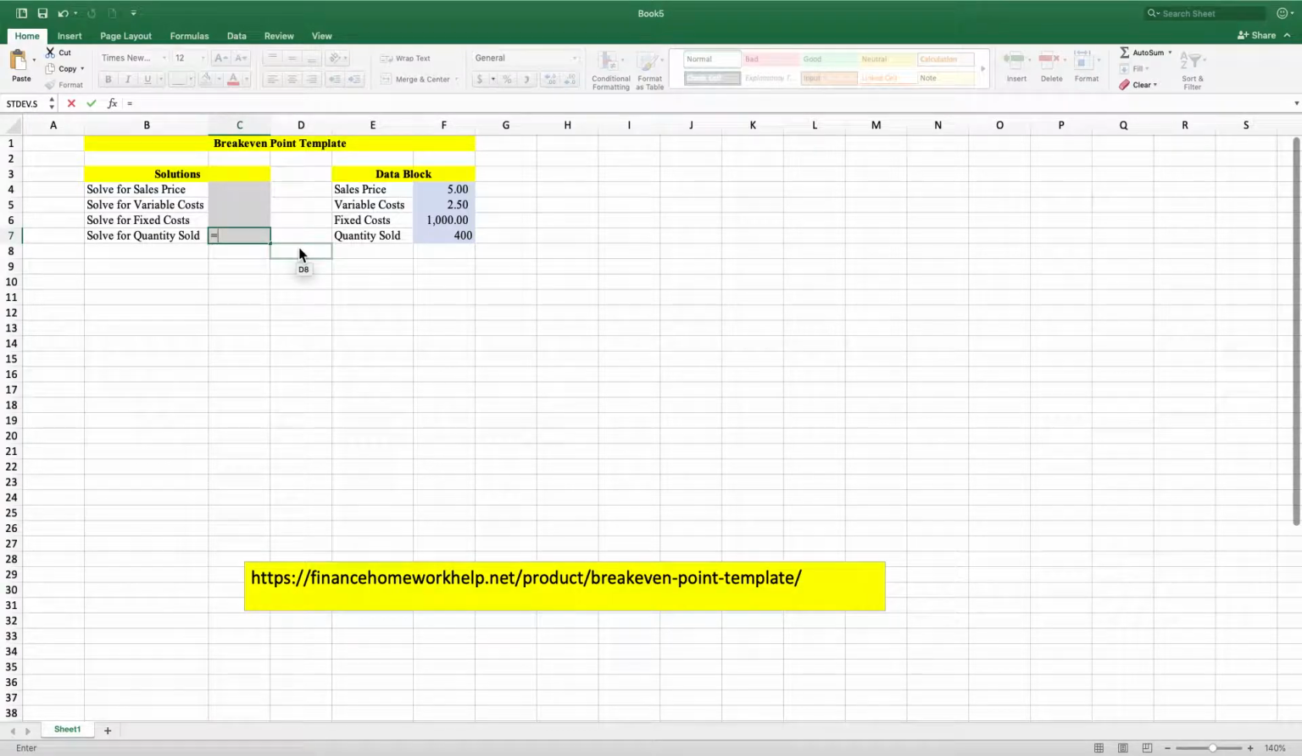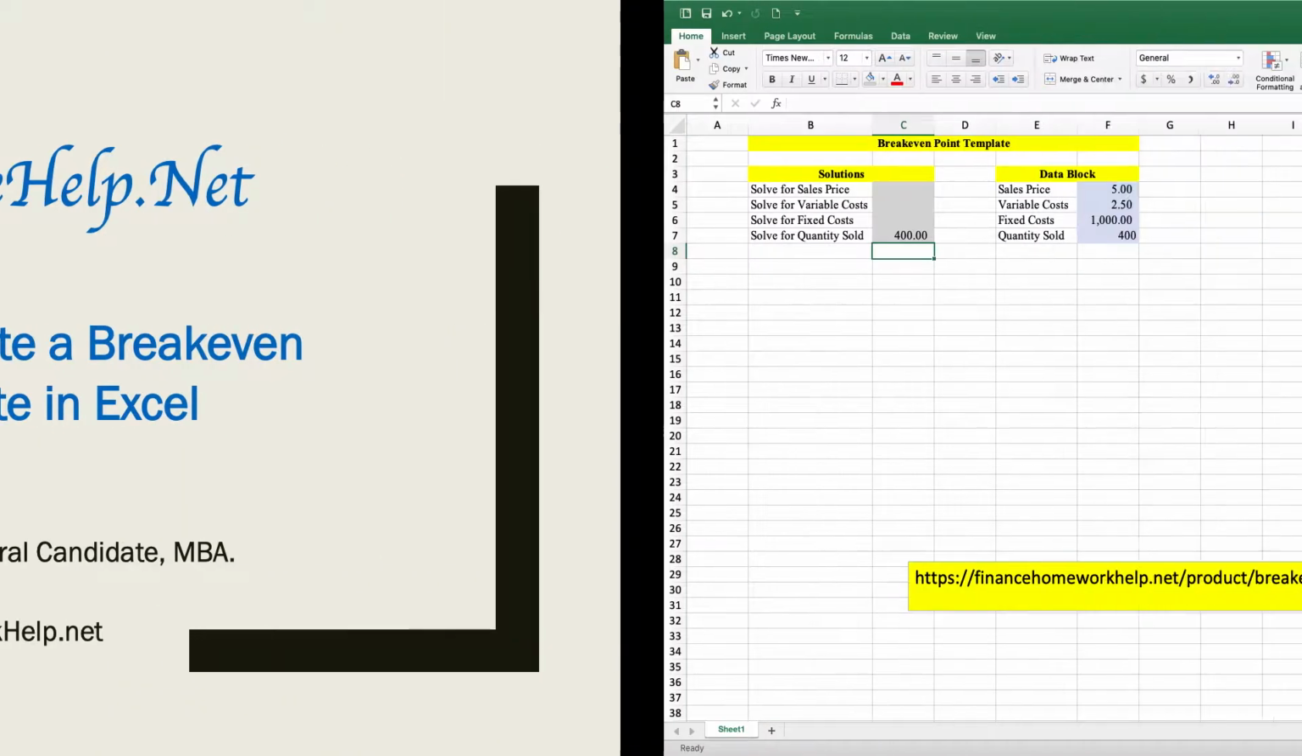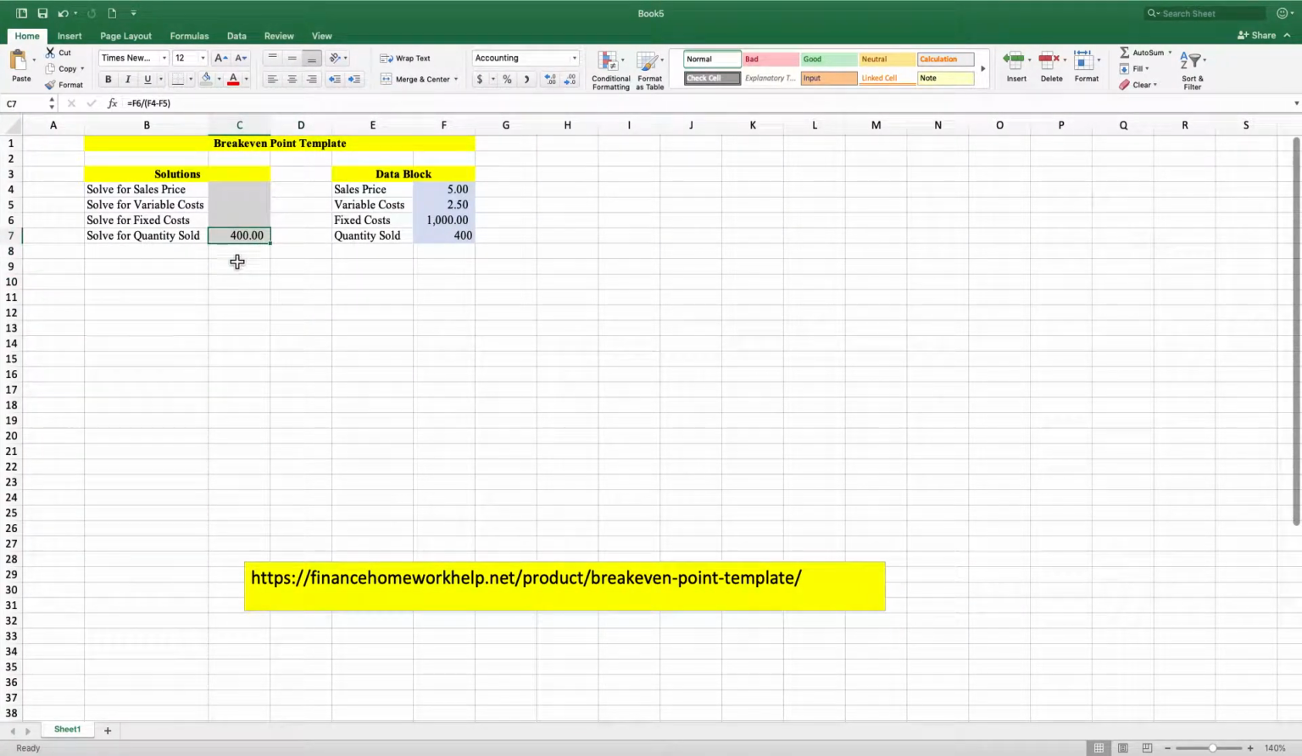And the formula for quantity sold is going to be the fixed cost, which is going to be your F6, divided by, open up a parenthesis, and then it's going to be the sales price, which is F4, minus the variable cost, which is going to be F5. Close up the parenthesis and hit enter. And what this gives us here is this tells us the quantity sold is 400. And now I already knew this quantity sold was going to be 400, but what we would do is we would then enter quantity sold here, and all the other information once we're done with this should change right here.